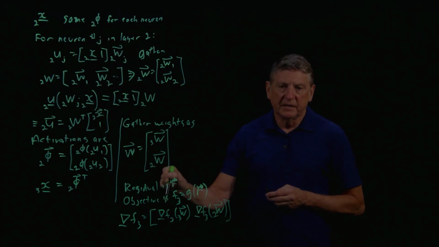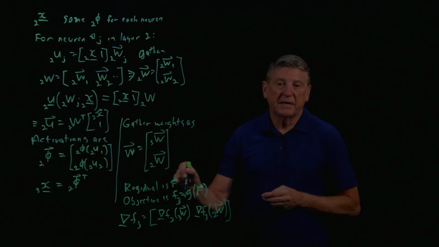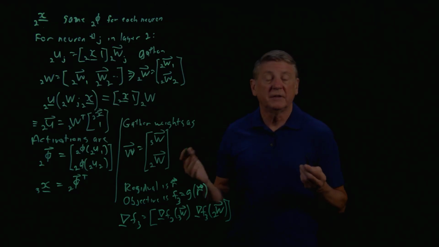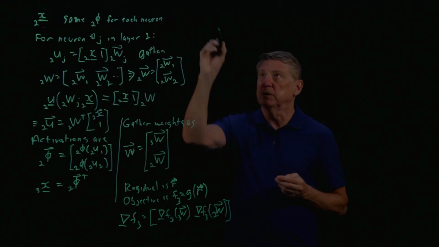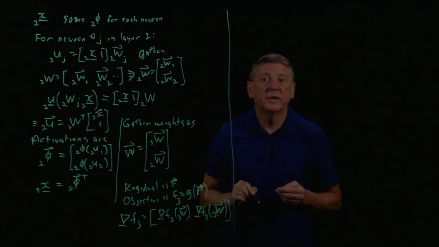Now, we already know this term. We know the gradient of the objective with respect to the layer 3 weights because that's what we derived in the previous session. This is the remaining term that we have to figure out. Let's see what we can do about that.